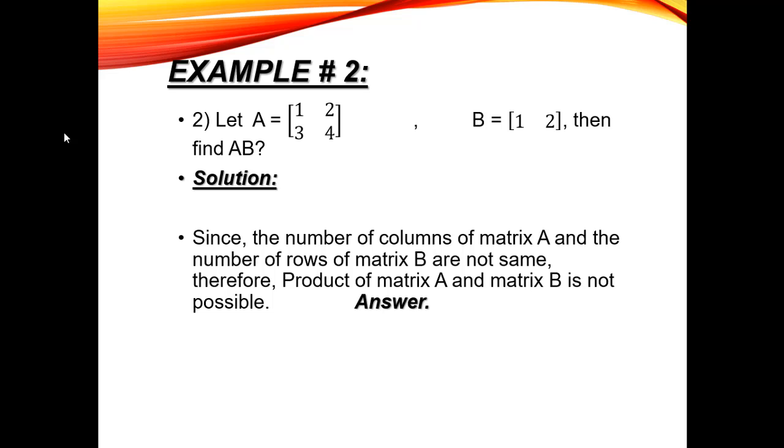Simply put, when the number of columns of the first matrix and the number of rows of the second matrix do not match, then you are not allowed to multiply the matrices. So in this case the multiplication, or the product, is not possible.